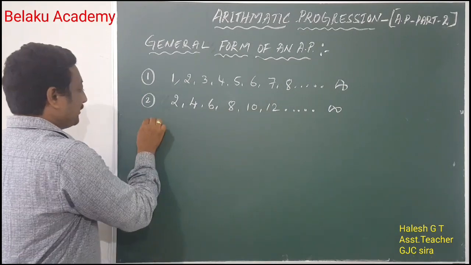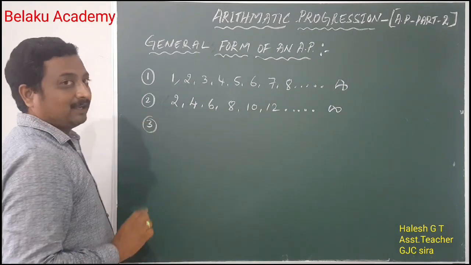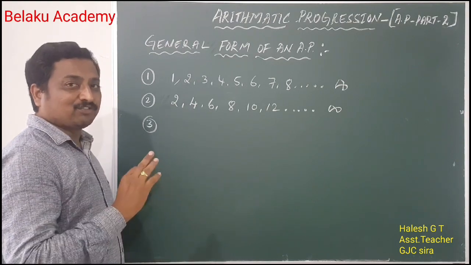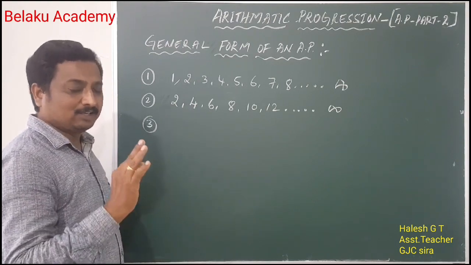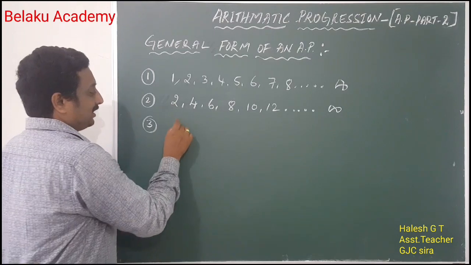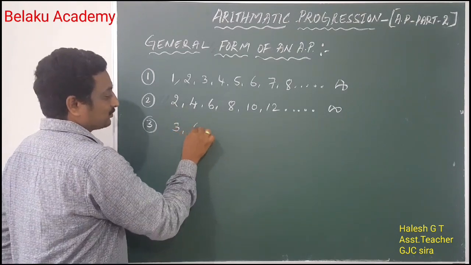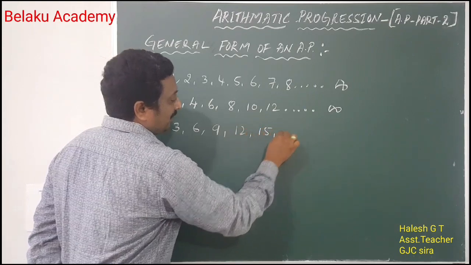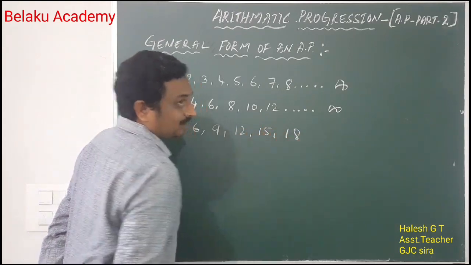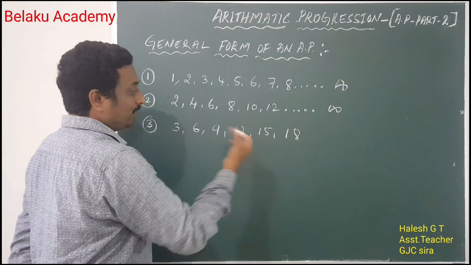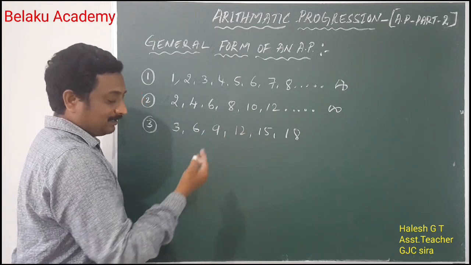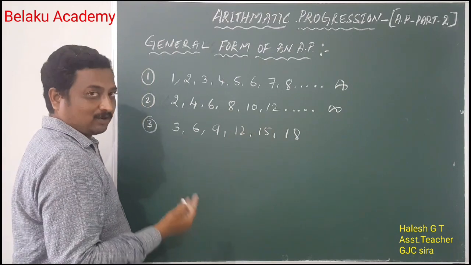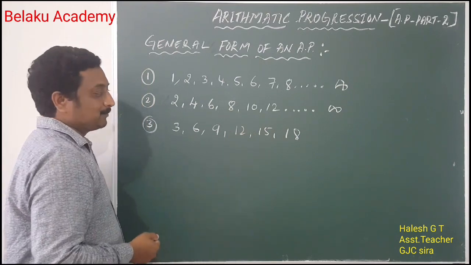Now let me take the third example. In the third example, I am going to take the multiples of 3 less than 20. Multiples of 3 means 3 ones are 3, 3 twos are 6, then 9, 12, 15, 18. Since we are taking only multiples of 3 less than 20, 18 is the biggest number which is less than 20 and a multiple of 3.